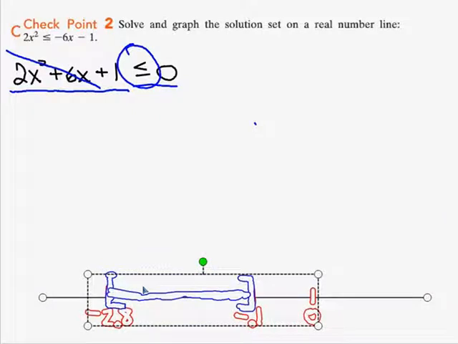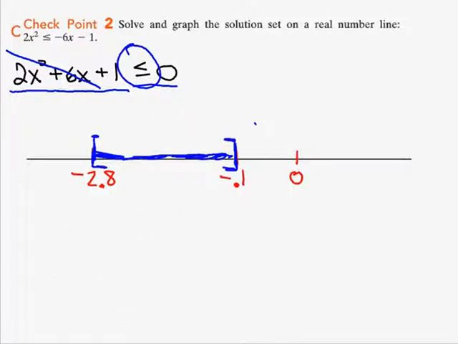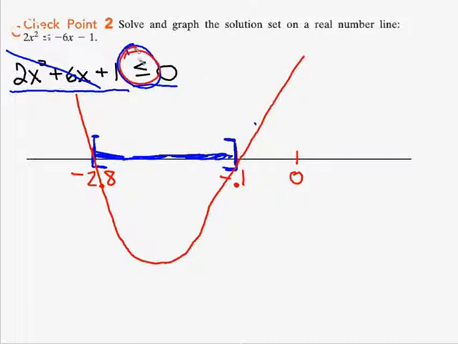Let's do a little quick conceptual check of our work. It is a positive 2x squared, so it is a parabola opening up. So imagine our second dimension with a parabola opening up, and we wanted less than or equal to 0. Where is the parabola under the x-axis? And that's right where we colored in between the boundary points. There we go.